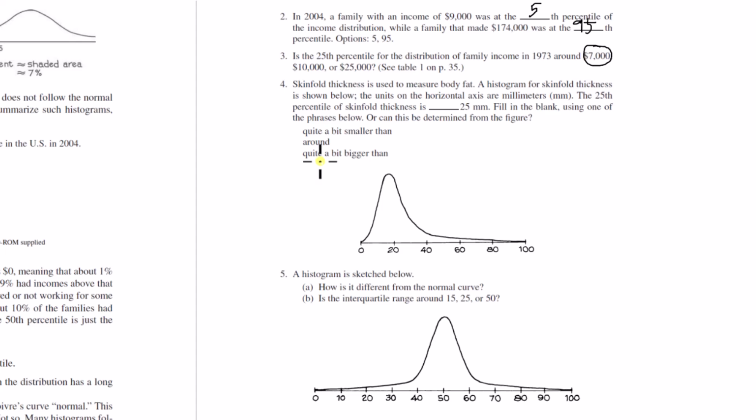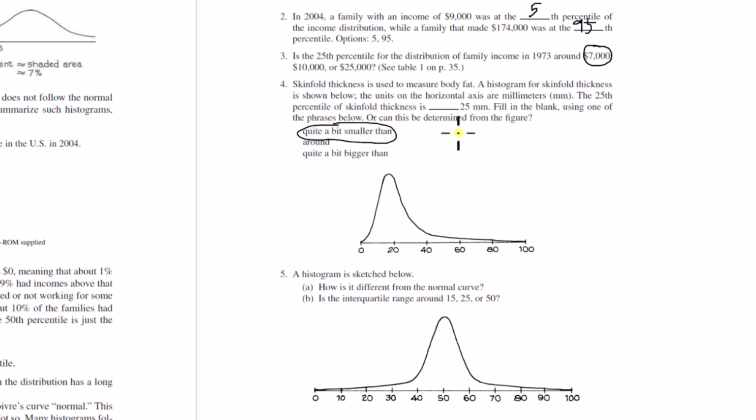Okay, so these are the options. It looks like 25 is the 50th percentile. That looks to be about the median. So are we going to use quite a bit smaller than, around, or quite a bit bigger than? Quite a bit smaller than. Not around. Around would be somewhere like here. No, it's going to be all the way over here. Quite a bit smaller than 25 millimeters.